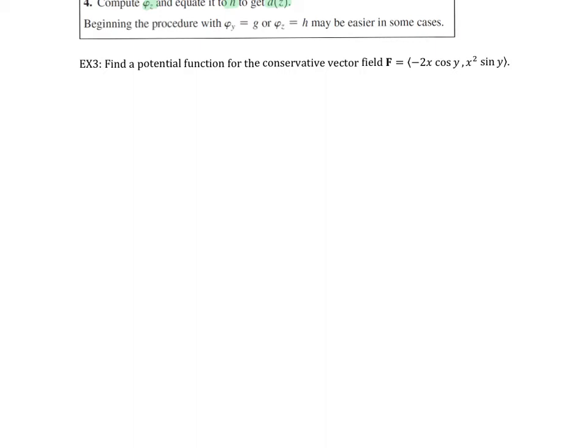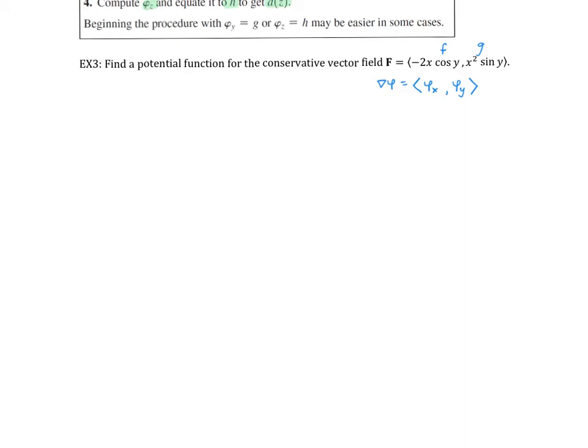So we know this vector field is conservative. This is the same vector field that we did in example 1. We've already shown it's conservative. So we know that there exists this function phi, so that the gradient of phi is equal to f, which means that the partial with respect to x has to be negative 2x cosine y, and the partial derivative with respect to y of our phi has to be x squared sine y. These guys have to be equal. Remember, this is our f, this is our g.